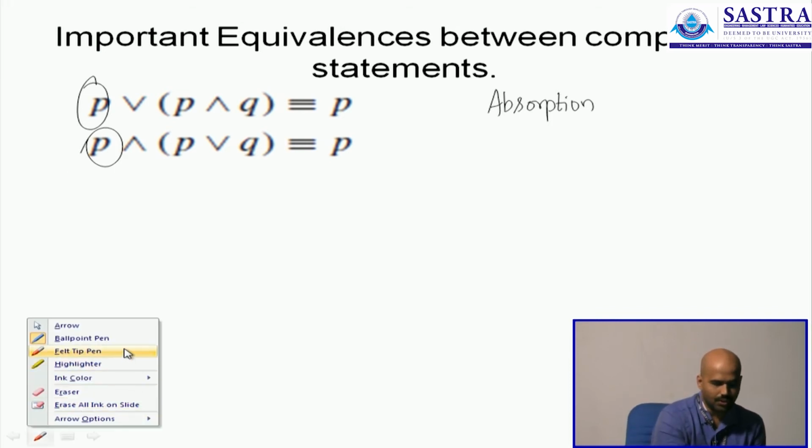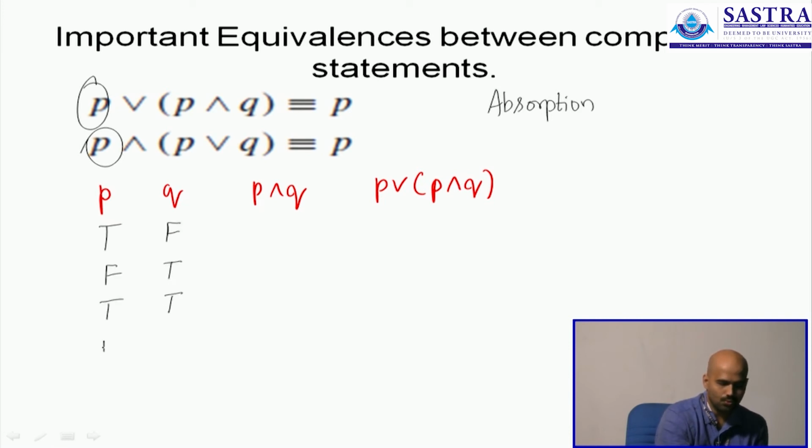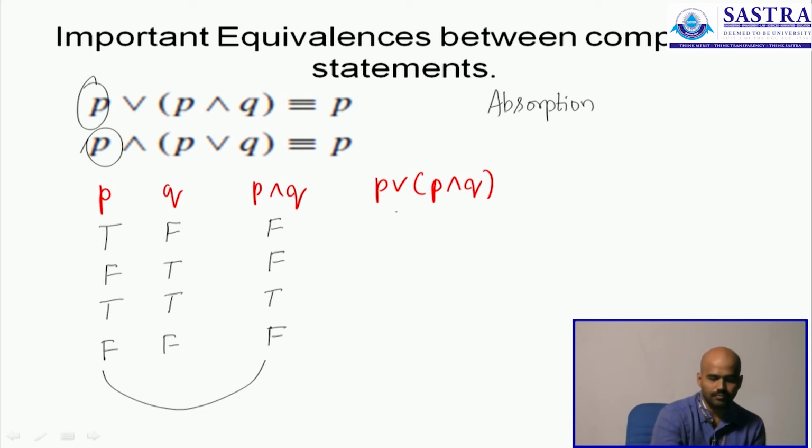I'll verify one of these. So P, Q, P conjunction Q, P disjunction with P conjunction Q. Let's see how this works. True, false, false, true, true, true, false, false. It's a conjunction, only one value is true and the others are false. A disjunction with the conjunction, you're combining 1 and 3 with a disjunction. So it's true, true, false, false again.